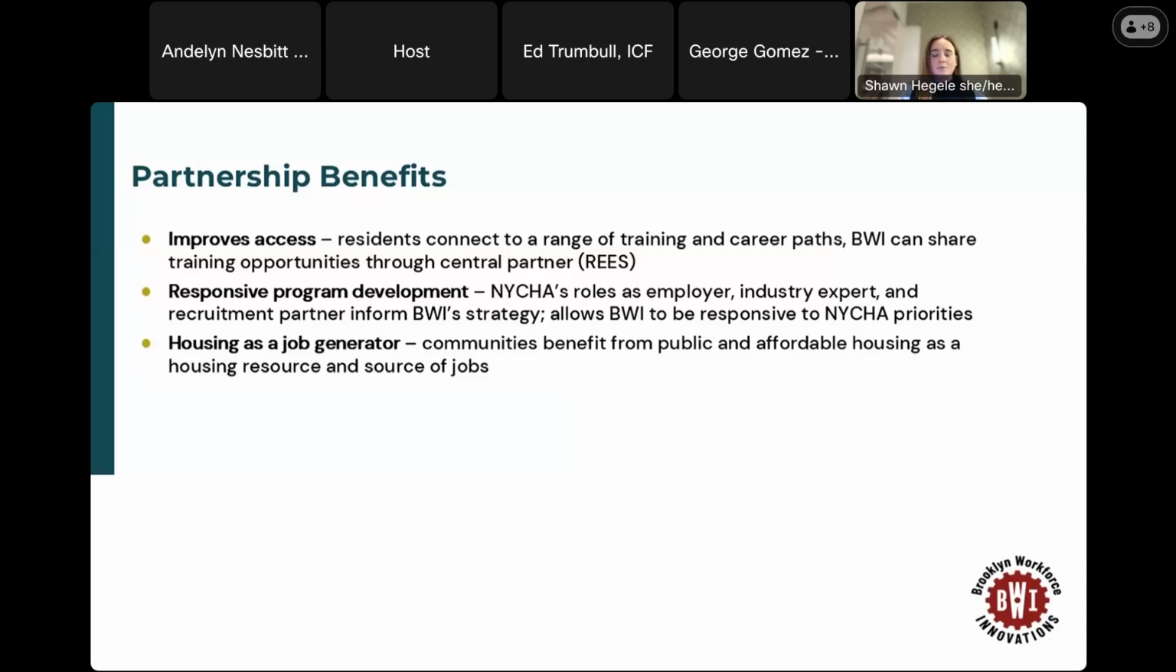And through a couple of these different types of partnerships, they really allow us to leverage housing as a job generator. We know that the development and maintenance of affordable and public housing is creating a lot of jobs in New York City. And what our organization does is try to identify those types of opportunities and connect people who are looking for new jobs and career paths to them. So these partnerships are also unique in that way.